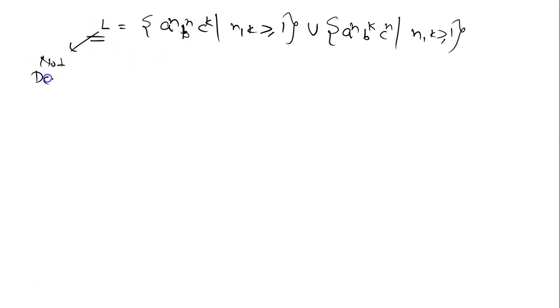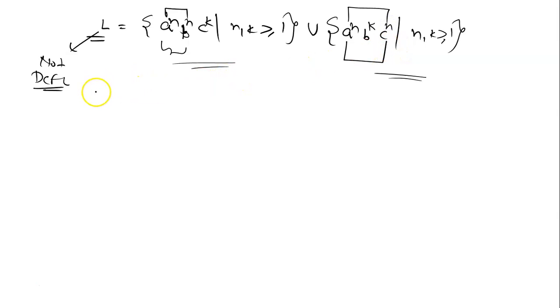You can clearly see why this is not DCFL, because in this language either we have to check the number of a's equal to the number of b's, or we have to check the number of a's equal to the number of c's. So basically this language L1 has two parts, this part and this part. It is not DCFL because we do not know whether to check this or this.